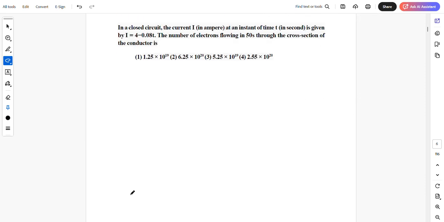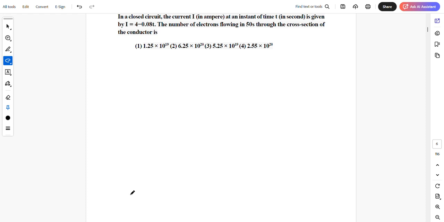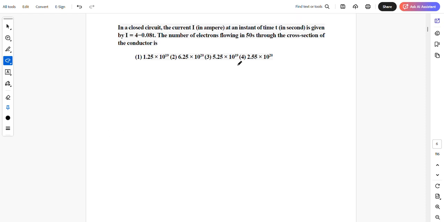Next problem. What it is saying: in a closed circuit the current I, at an instant of time t, is given as I is equal to 4 minus 0.08 t. What you have to calculate is the number of electrons. We know I is equal to dq by dt, and you can write dq is equal to I into dt.